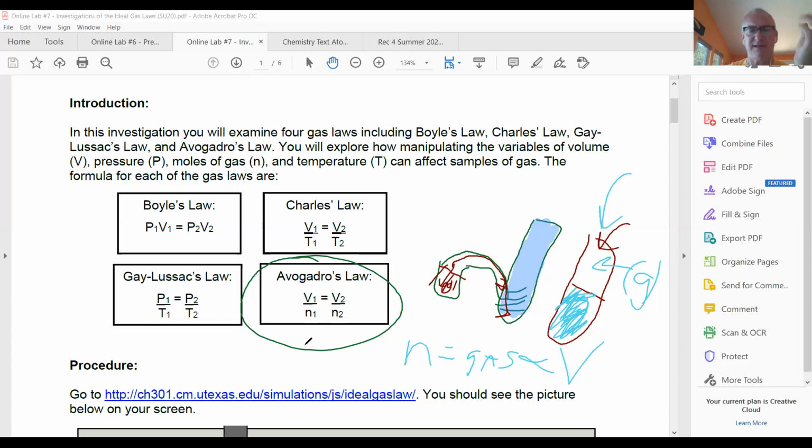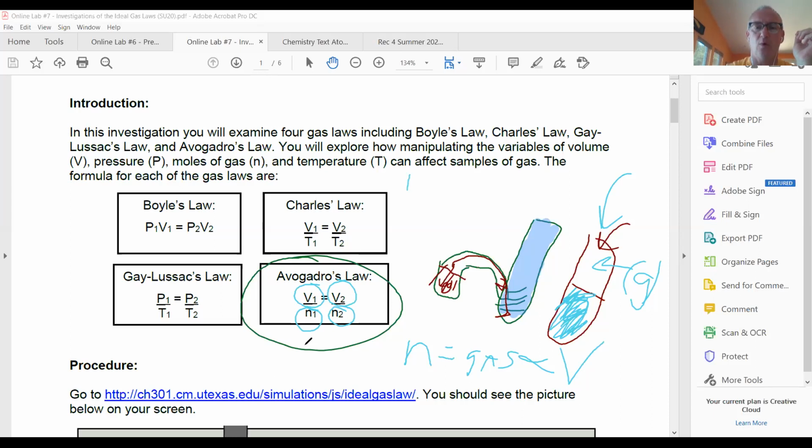And then he expressed it with this particular equation. So if I have N1, just some amount, let's say 1 molar, it would have a volume of V. Now, if I had twice as many moles of gas, if I had 2 moles over here, my volume would be 2V. And so the ratio would be exactly the same.